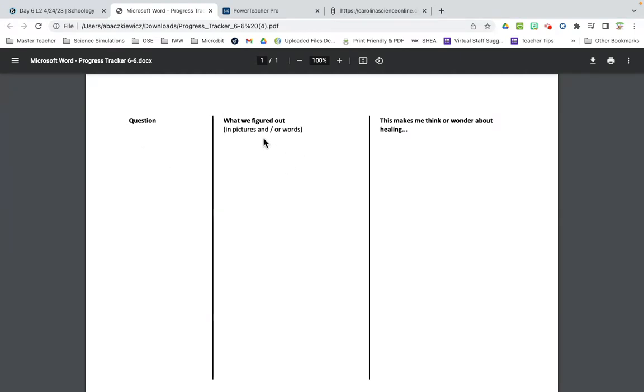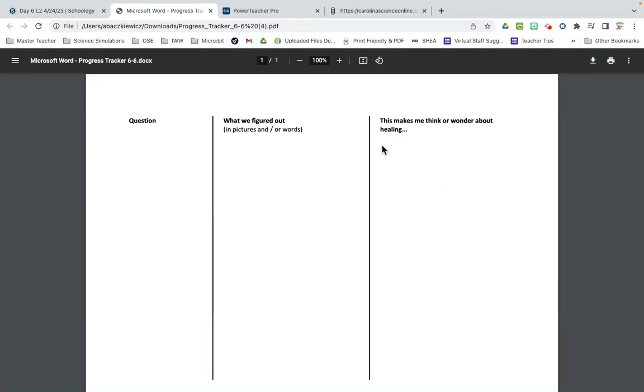The next column where it says what we figured out, in this section, you're going to write down things that we've learned in our first 5 days. So you can look at that chart that we just watched before this. So you could use that to help fill you in. So that's what you're going to do here. And then finally, based on what we found out so far in our first 5 days, what does that make you think or wonder about healing?